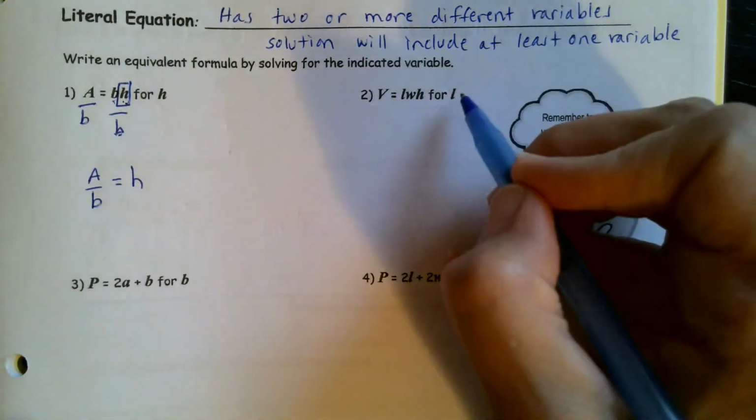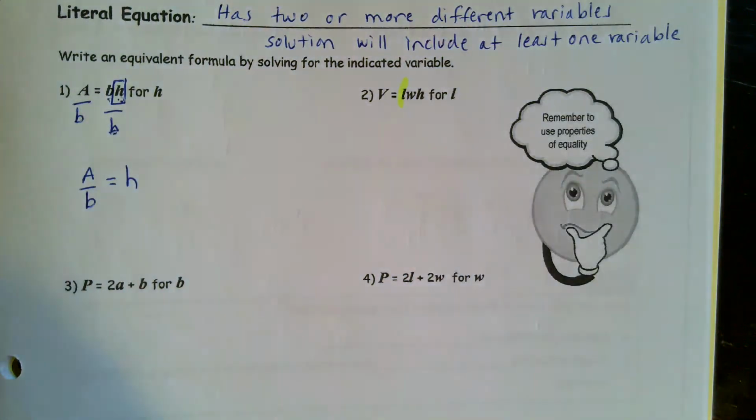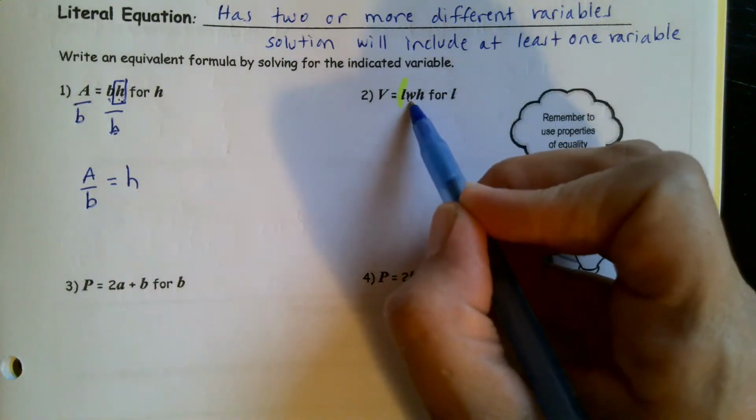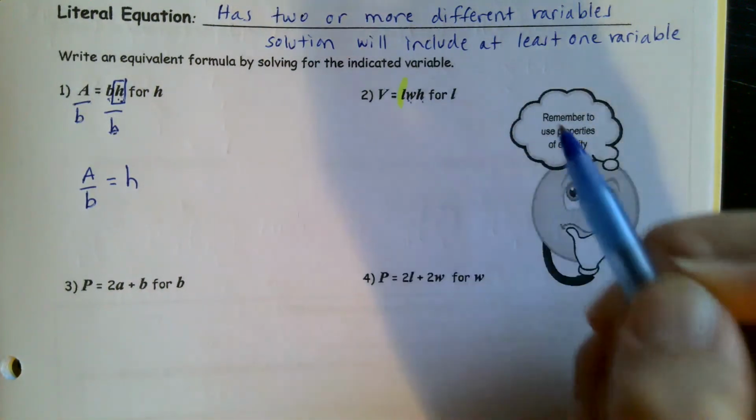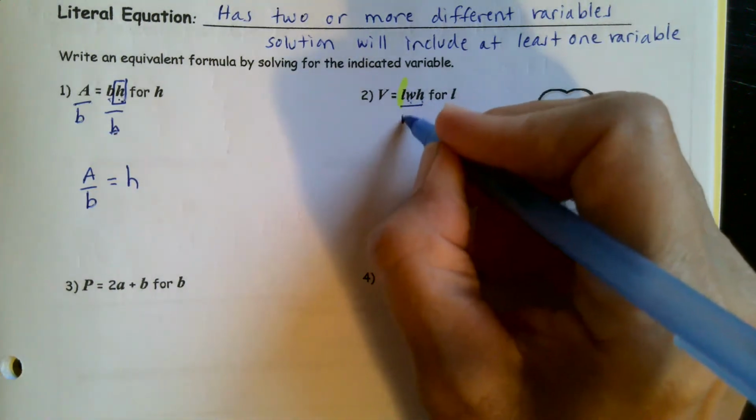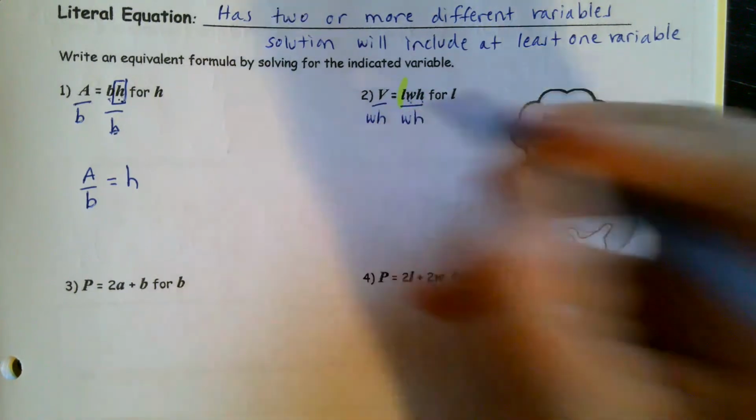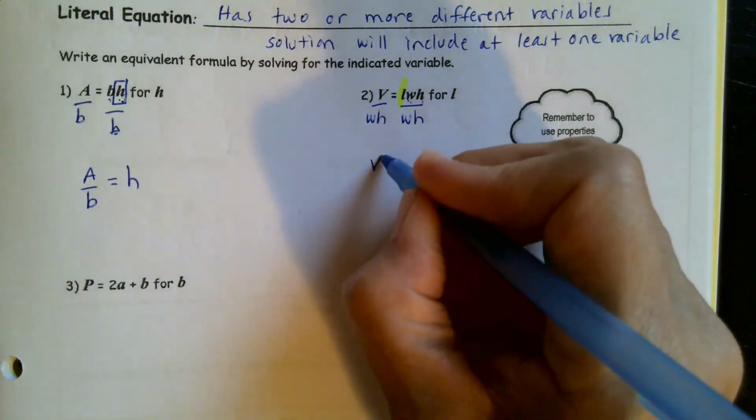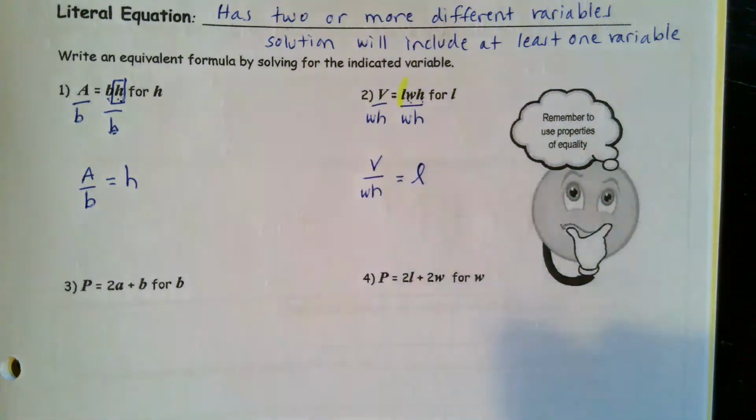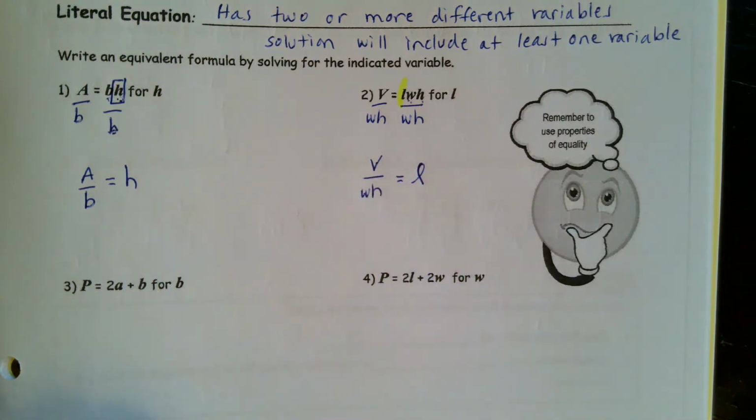For number 2, I need to solve for L, so either box it or highlight it, and take a look at what's happening next to L. It's being multiplied by W and H. So instead of multiplying by WH, I'm going to divide by them. And whatever I do to one side of the equation, I do to the other. So my answer is V over WH equals L. My answer to this literal equation will have additional variables in it.